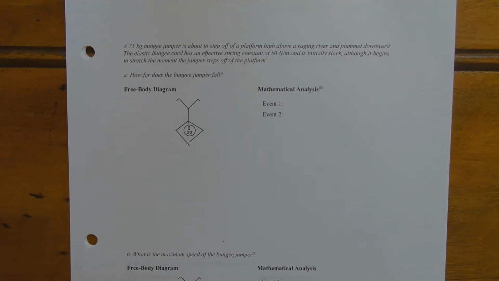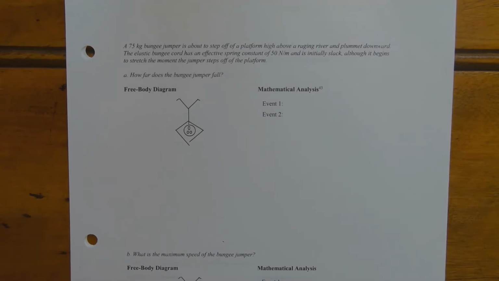A 75-kilogram bungee jumper is about to step off of a platform high above a raging river and plummet downward. The elastic bungee cord has an effective spring constant of 50 newtons per meter and is initially slack, although it begins to stretch the moment the bungee jumper steps off of the platform.